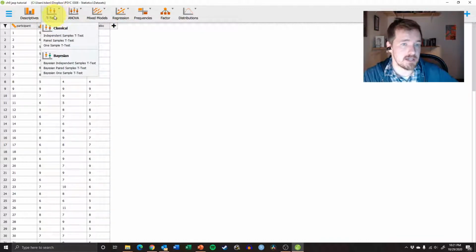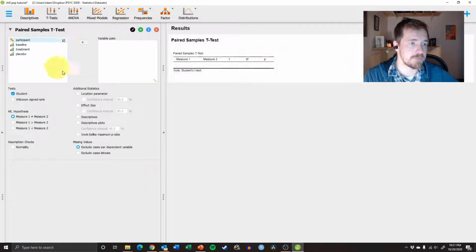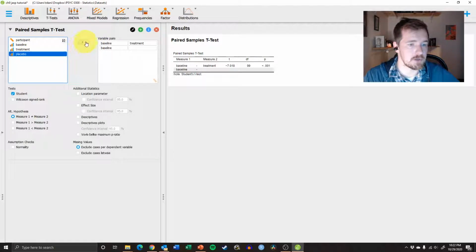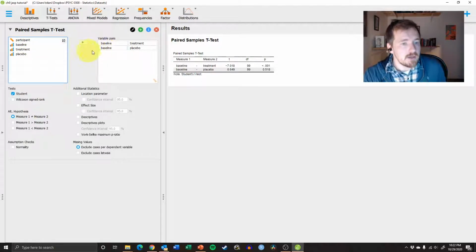So you're going to go to t-test and you're going to go to paired sample t-test. And now what you want to do is add to the variable pairs section what your combinations of interest are. So I am interested in looking at baseline versus treatment. And you can either drag these across or you can insert them in right there. And I'm also interested in baseline versus placebo. Okay, so that's all you got to do. You're already done. Look how fast you are. I'm so proud of you.